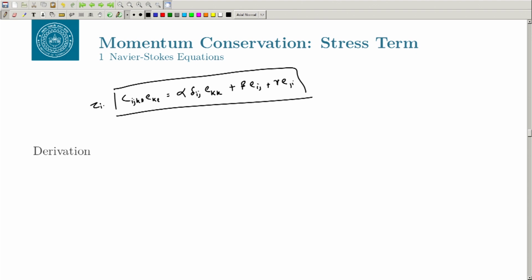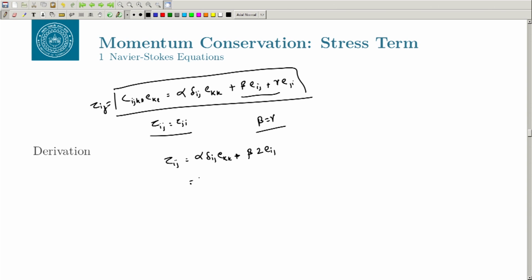This is nothing but tau i j, okay. Now, you can further use the property of the symmetry, because this tau i j equal to tau j i, right. So, if you use this property of symmetry, you can show that your beta is equal to gamma, right. You can write an expression here and you will find that this beta equal to gamma. So, you can write this expression tau i j is equal to alpha delta i j e k k plus beta into 2 e i j. Please go back and show this, that beta is equal to gamma, okay.